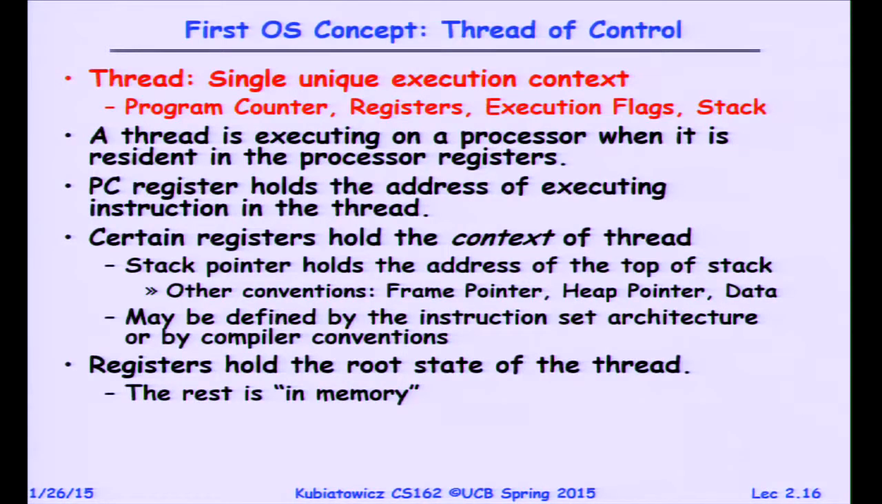Yes? If you have multiple programs running, what keeps track of the different PCs? The operating system. That's a great question. The question is, when you have multiple things running, who keeps track of all of this? The operating system does. And that's what we're going to be talking about by the end of the lecture. That's a good question. Okay?